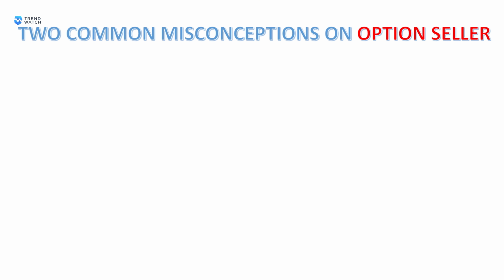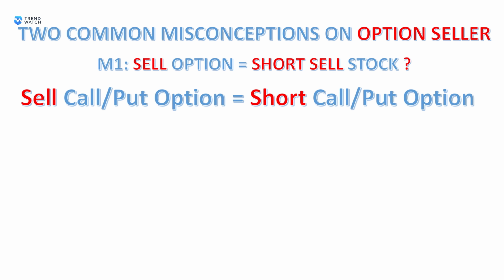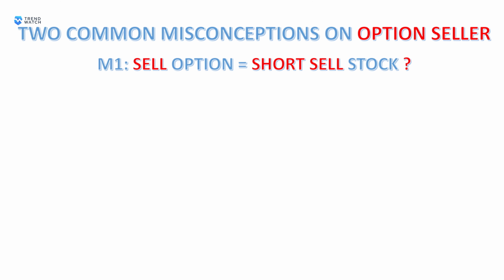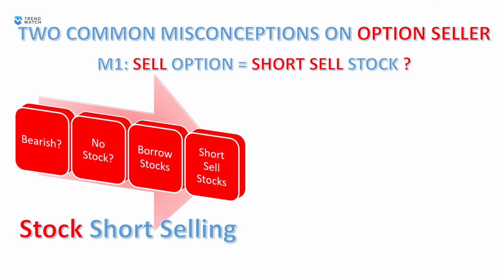Many beginners mistakenly equate option selling with stock short selling because terms like short call and short put are often used to describe these trades. However, this comparison is fundamentally flawed. In stock short selling, the trader does not own the stock and borrows it to sell on the market, which is inherently a bearish strategy.